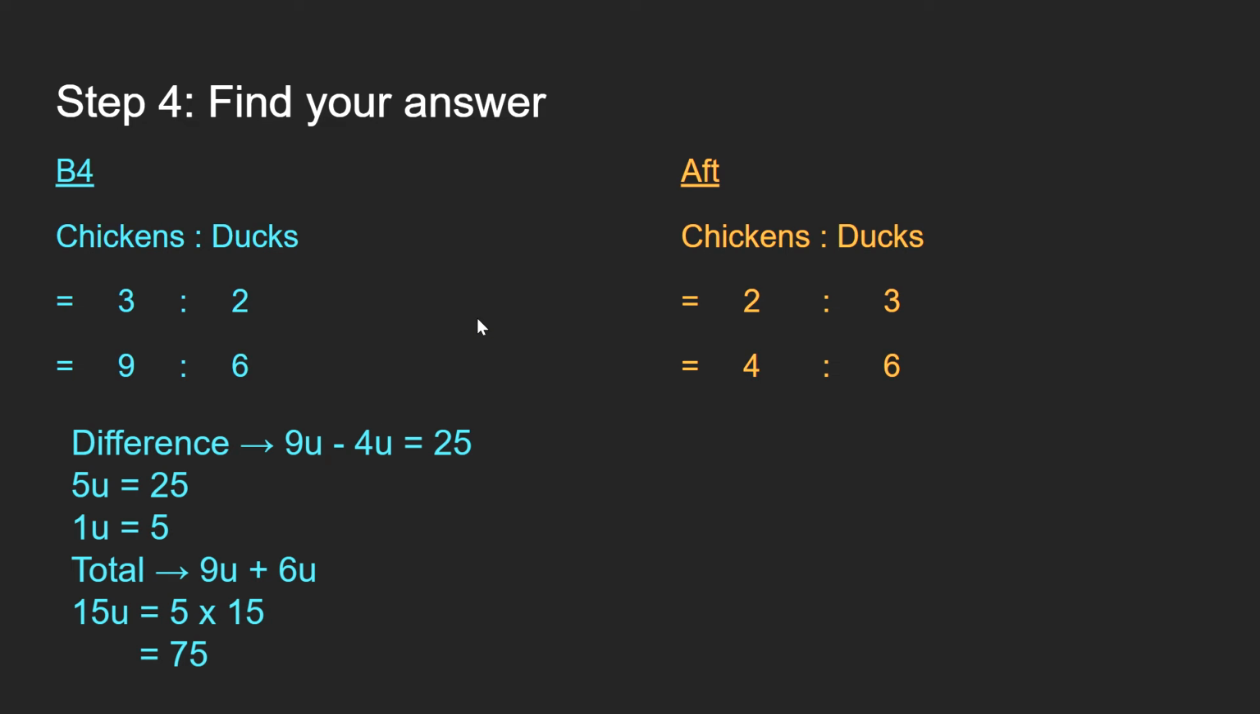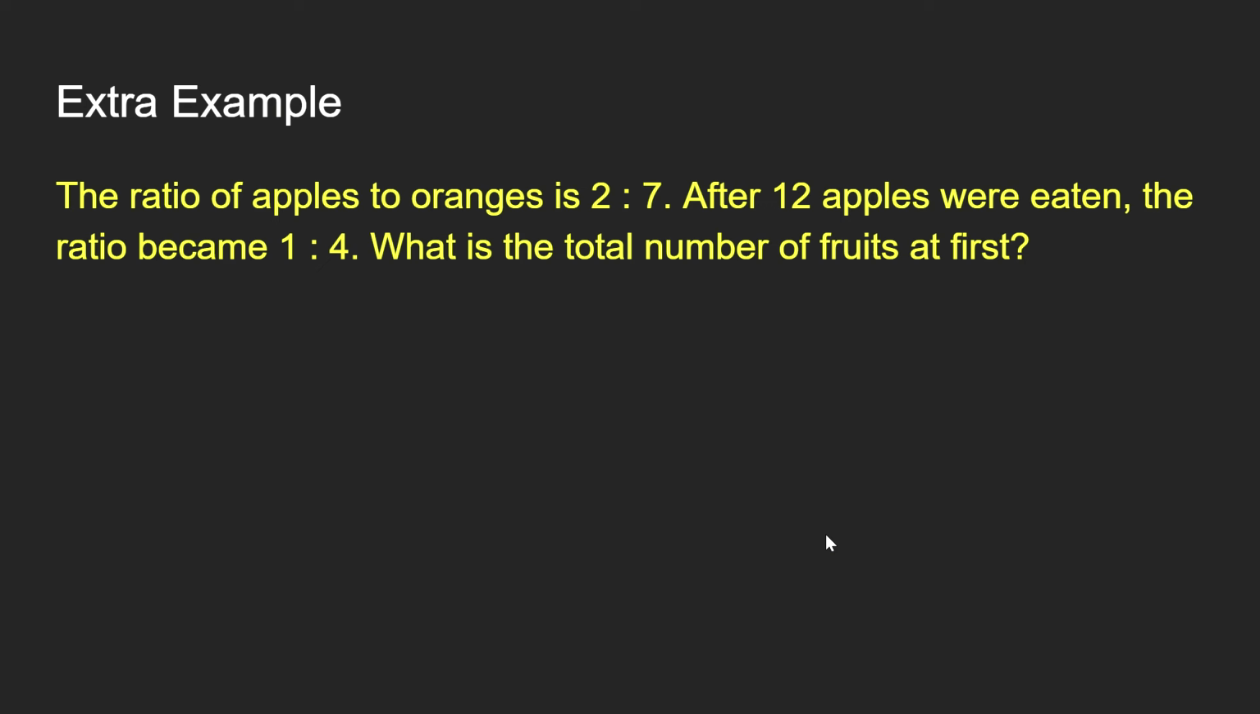Because the question asks, what is the total number of animals at first? So our total units of animals is 9:6. So 9 plus 6. 9 units of chickens and 6 units of ducks, which gives us 15 units of animals. And with that, we can find our total number of animals at first by multiplying 15 to the value of 1 unit, which is 5. So 5 times 15 will give 75. And that is our answer.